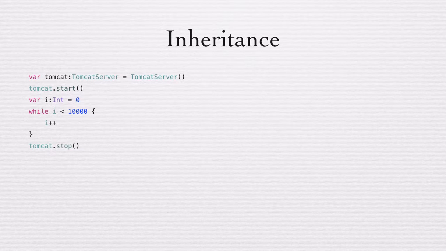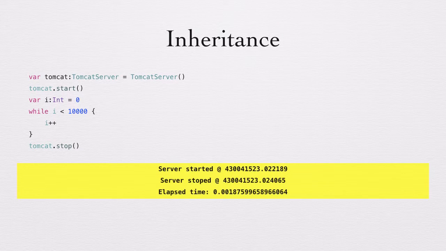To test the above classes, we use the code snippet shown here. We create an instance of Tomcat server. We start the server by calling its start method. This results in calling the superclass start method that records the current time in its start time property. To simulate the uptime of Tomcat server, we create a time delay in the program loop. Finally, we stop the server. When you run the program, you will see the output similar to this one.